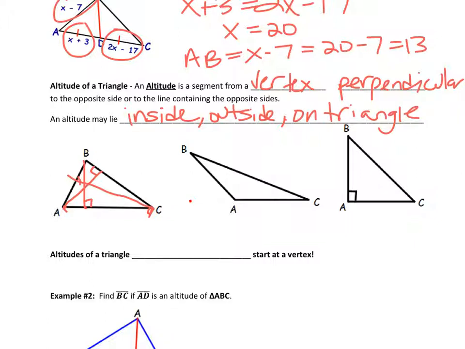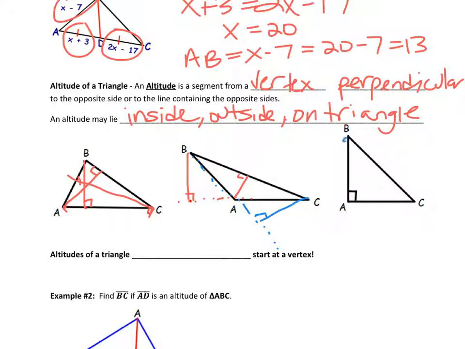So for A, that's pretty straightforward. But B and C are special. So if I imagine going down from B, intersecting AC, that's where I would be doing it. And then for my altitude from C, we need to extend BA some more and then drop down from there. Then we have a right triangle.